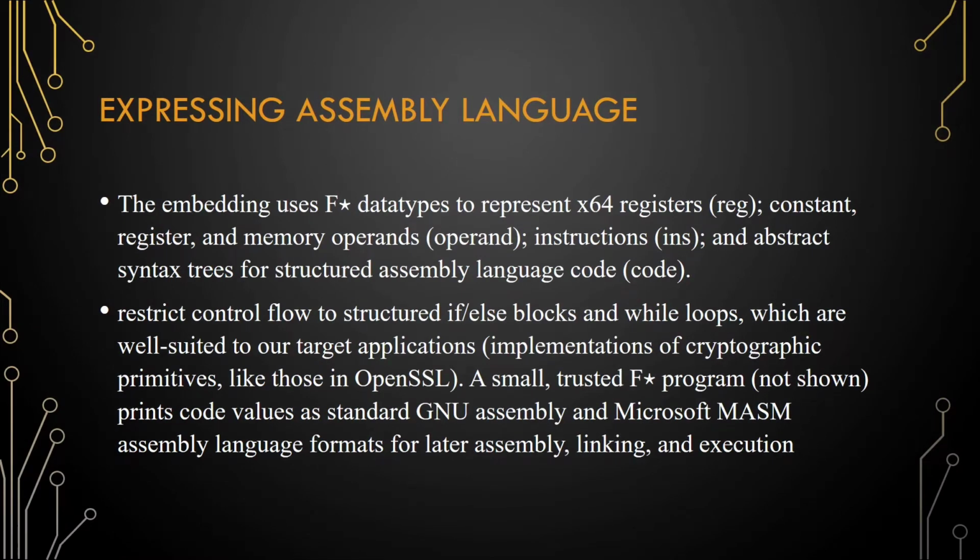Expressing assembly language. The embedding uses F* data types to represent x64 registers, constant registers and memory operands, instructions, and abstract syntax trees for structured assembly language code. A strict control flow structures if-else blocks and while loops, which are well suited to our target applications, implementations of cryptographic primitives like those in OpenSSL. A small tested F* function, not shown, prints code values as standard GNU assembly and Microsoft MASM assembly language formats for later assembly, linking, and execution.